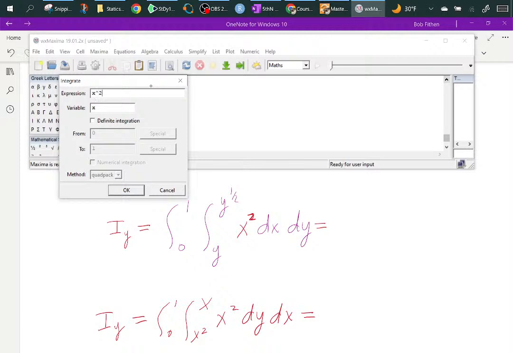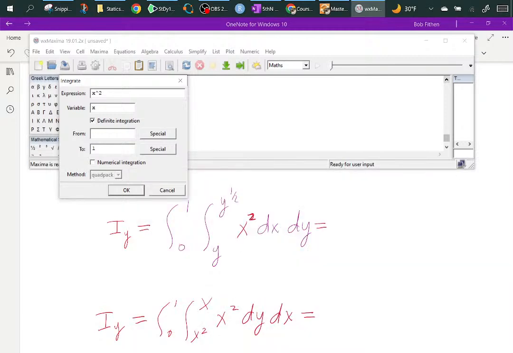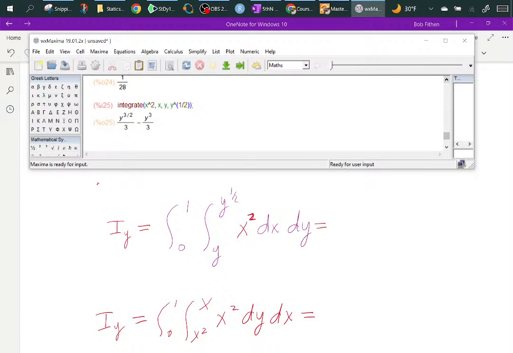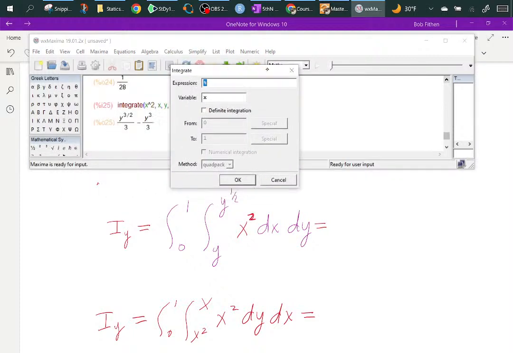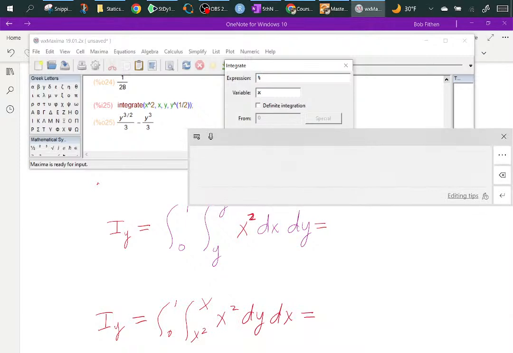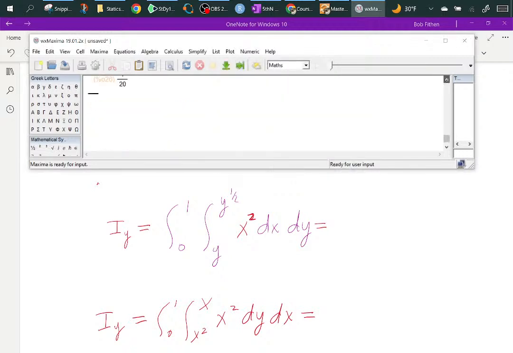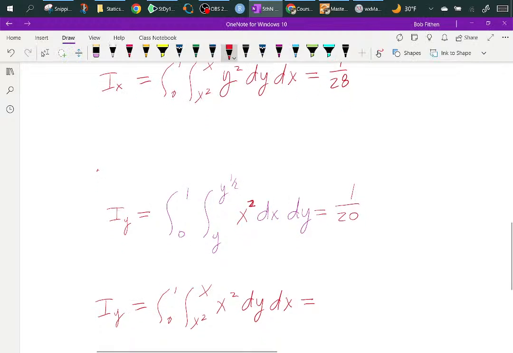X squared dx, definite integral from y to y, up to 1/2. So that's the integral of x squared dx from y to y over this. Now we're going to integrate this. Okay, hang on, calculus, integrate, percent, previous expression, integration variable dy, definite integral from 0 to 1. What do I get? 1/20.